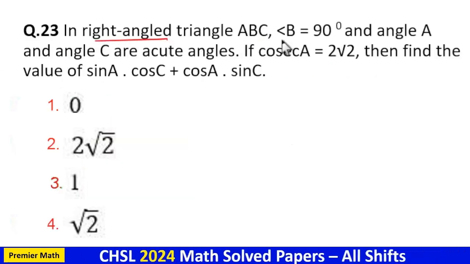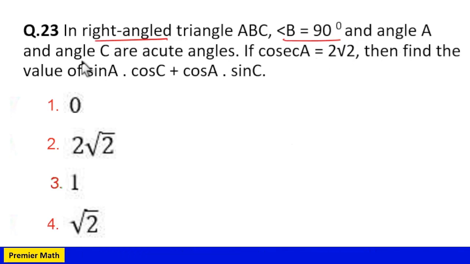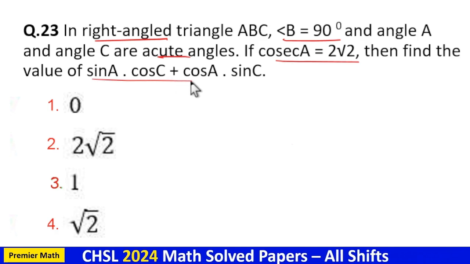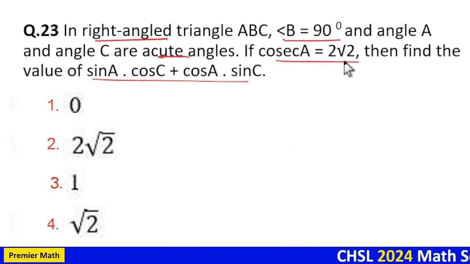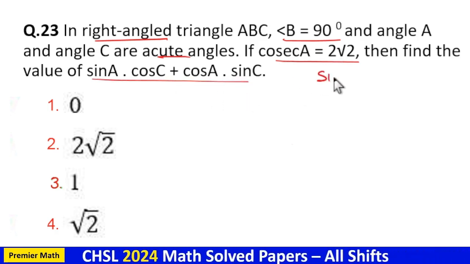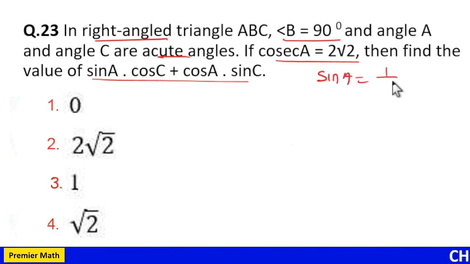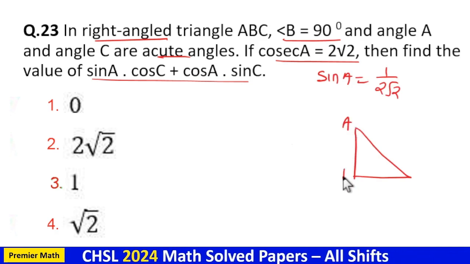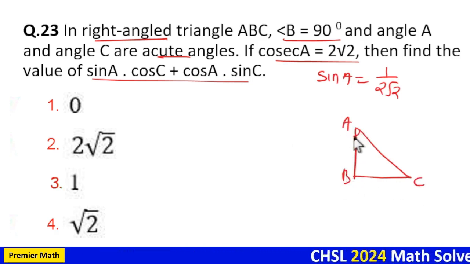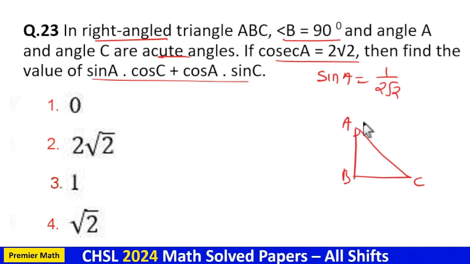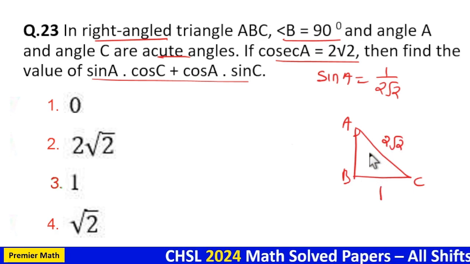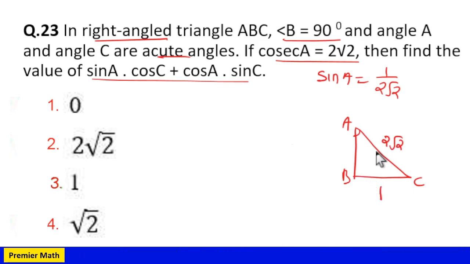In right angle triangle ABC, angle B is 90 degree and angle A and C are acute angles. If cosec A is 2 root 2, then find the value of sin A cos A plus cos A sin C. Here cosec A is 2 root 2, means cosec A is 1 by sin A. So sin A is equal to 1 by 2 root 2. Then draw right angle triangle ABC. Here B is 90 degree. So sin A is equal to 1 by 2 root 2, means sin is equal to opposite side by hypotenuse. So 1 by 2 root 2 means opposite side and hypotenuse are in the ratio 1 is to 2 root 2.